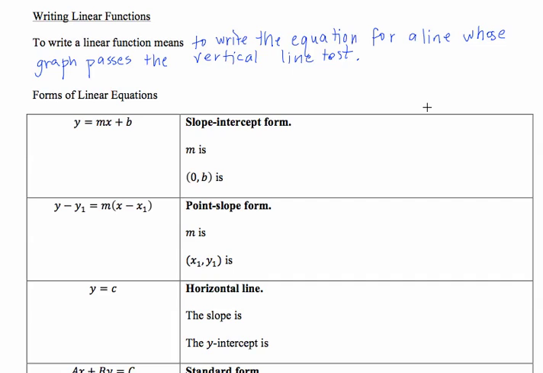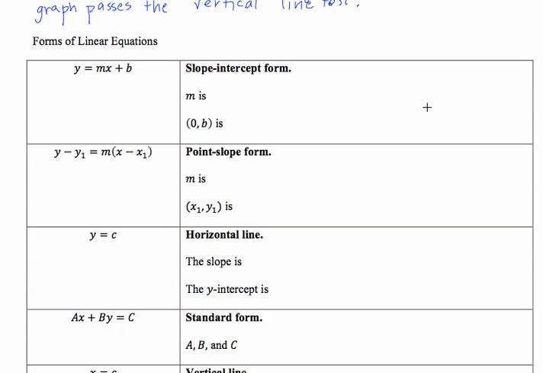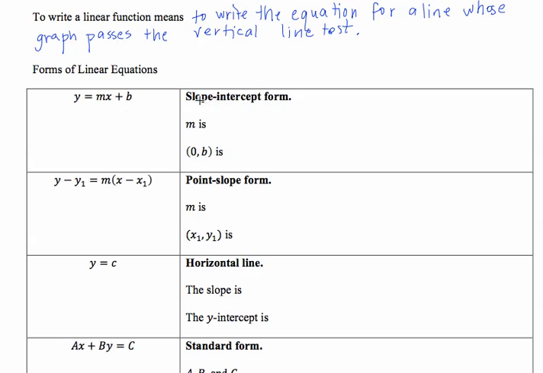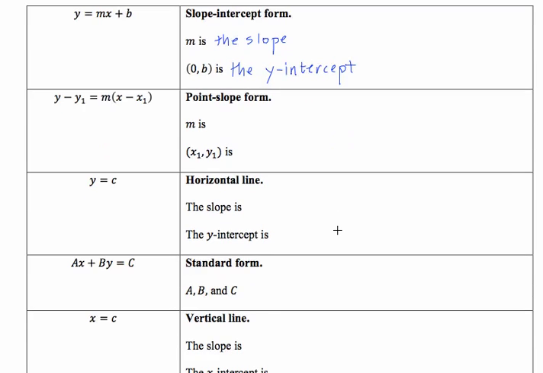Now, before we go on too much to functions, we do need to review different forms of the equation of a line. The only one we've worked with so far here is the slope-intercept form, where m is the slope and 0, b is the y-intercept. Another form, which is the same thing but written differently, looks like this. It's called point-slope form. M is still the slope. But in this form, the coordinates x1, y1 represent any point on the line. We'll do some examples like that.